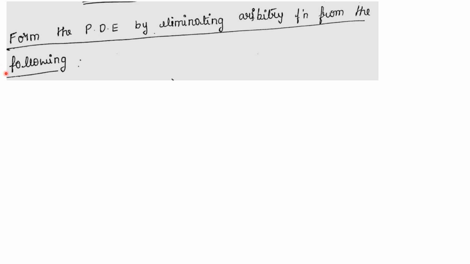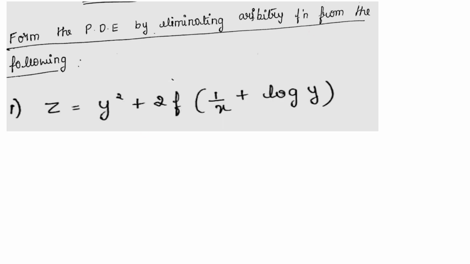The previous concept we have studied is form the partial differential equation by eliminating the arbitrary constant from the following. In today's class we'll be studying about eliminating the arbitrary function from the following. So first question, z is equal to y squared plus 2f of 1 by x plus log y. So we need to eliminate this f.